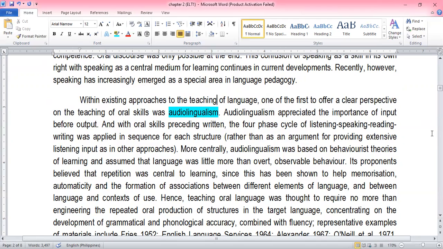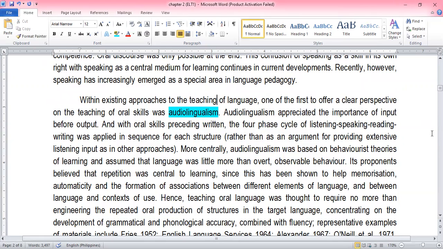Also, audiolingualism was based on behavior, what I've mentioned. It was based on behaviorist theories of learning and assumed that language was little more than overt, observable behavior. Kasi nga, di ba pag gagawin mo yung audiolingualism, nakikinig, na-observe lang yung bata. Sa pag-observe niya, doon yung nakikita yung rules of grammar, inside dun sa conversation, yung pronunciation, yung enunciation, and they try to imitate that. So, it's behavioral in that aspect.